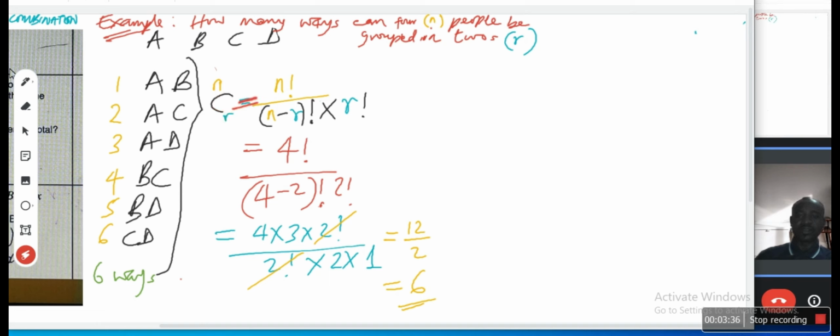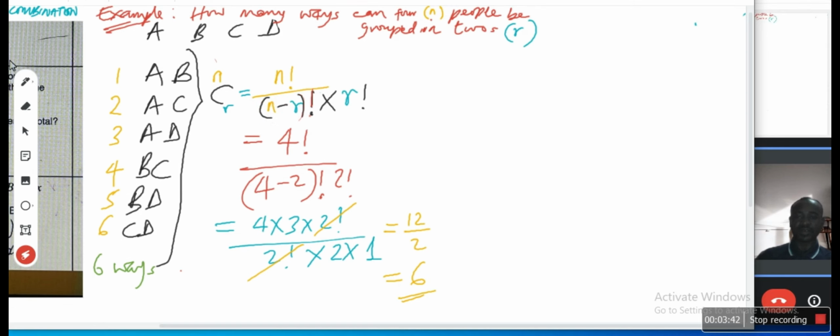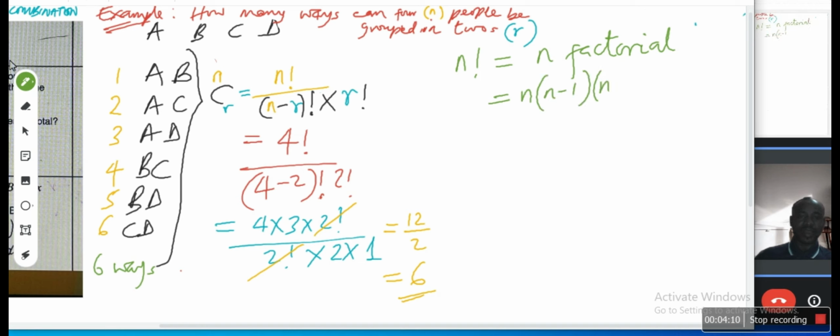And N combination R is N factorial over, open a bracket, N minus R factorial times R factorial. Factorial simply means multiply that number in decreasing way until you get to 1. An example is this. When I say N factorial, it simply means N times N minus 1 times N minus 2 times N minus 3, and so on. Did you get that?